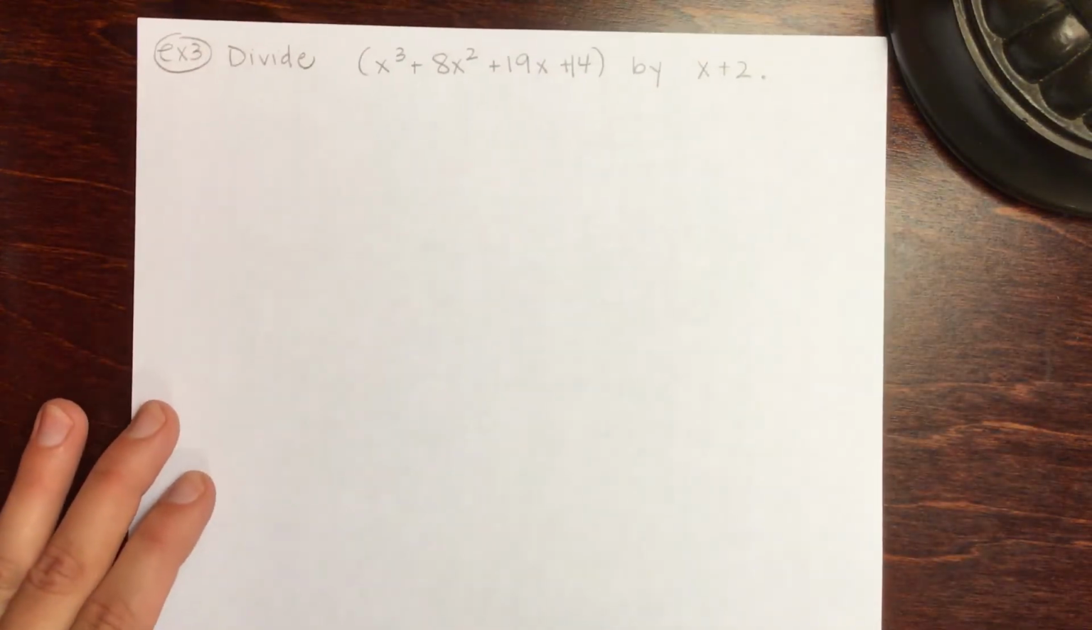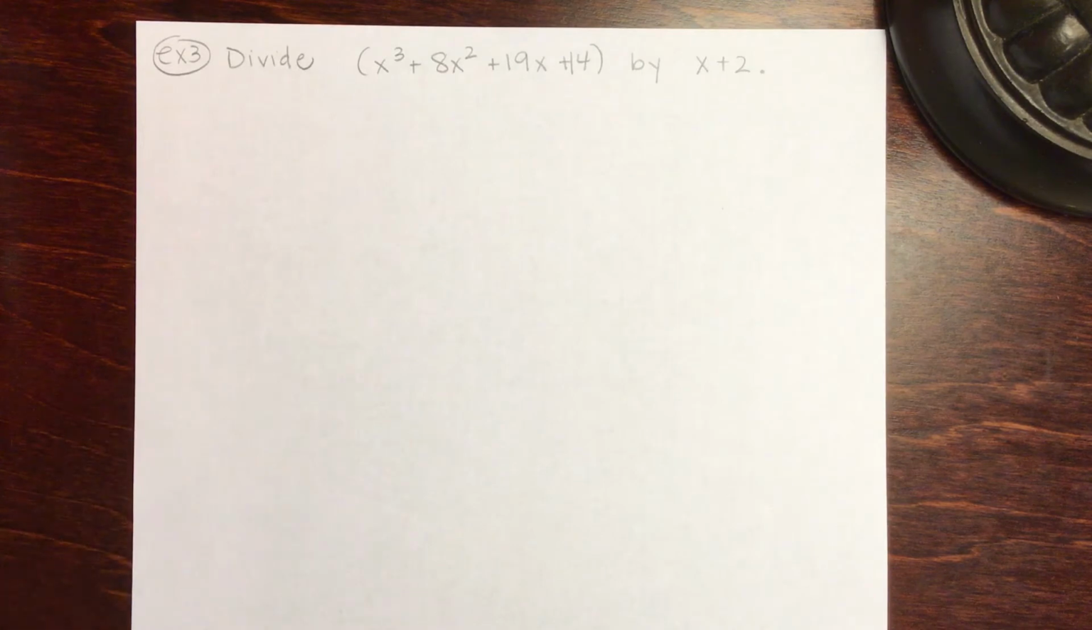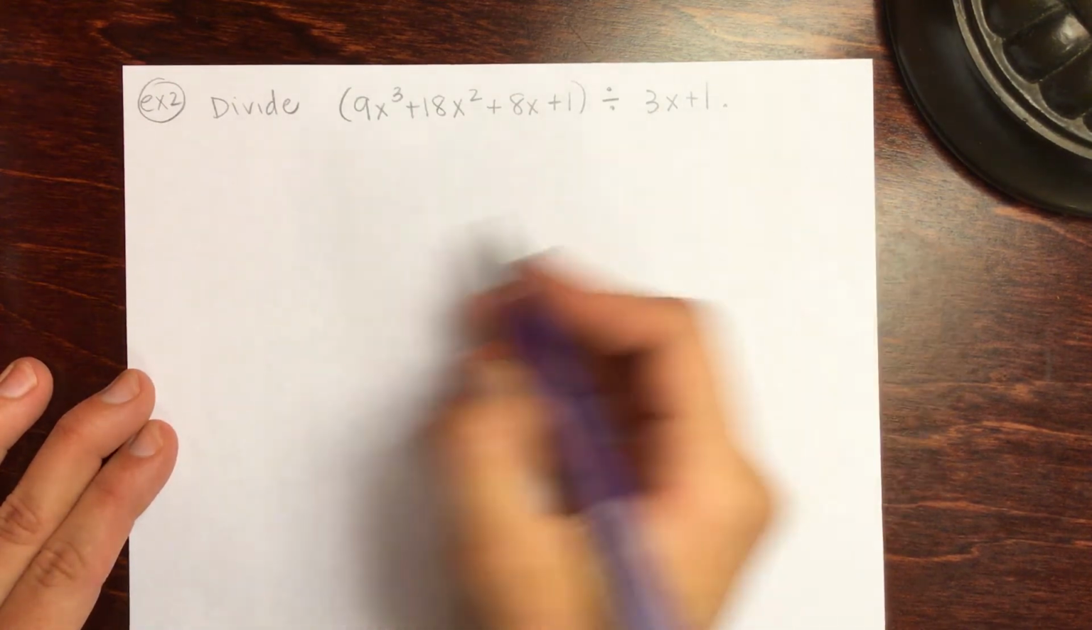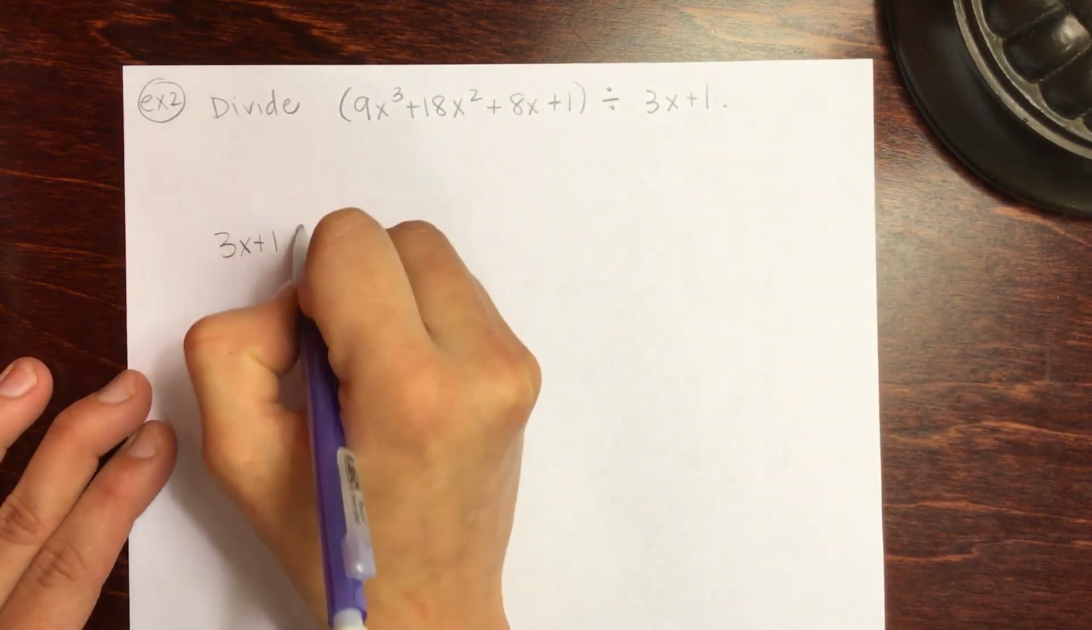Long division is very repetitive. Make sure you pay attention to your signs and get everything right. All right, let's divide this by 3x plus 1.